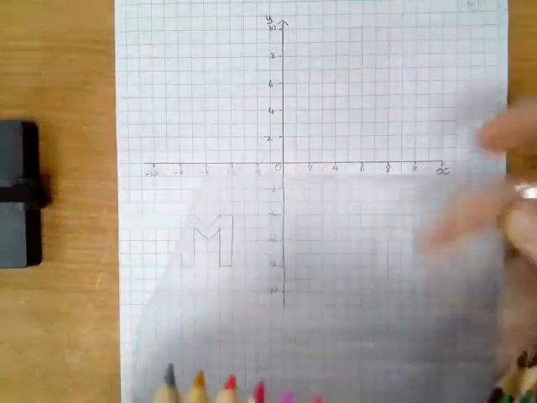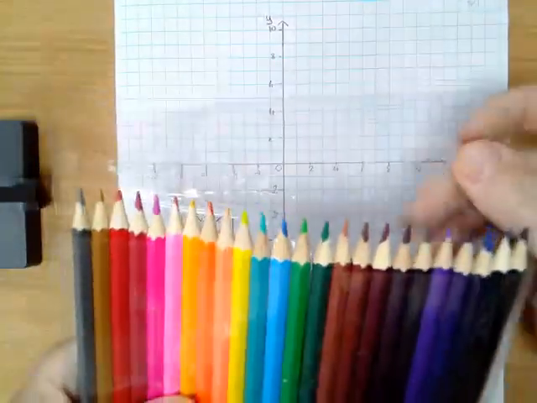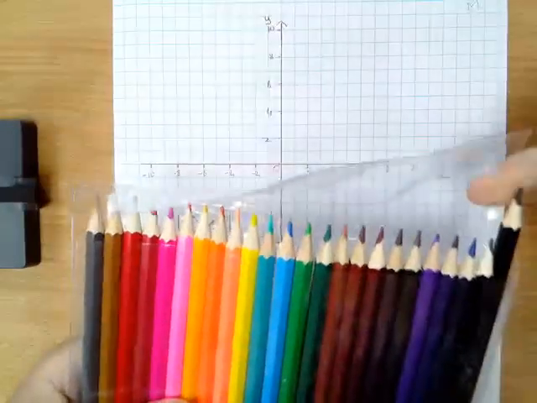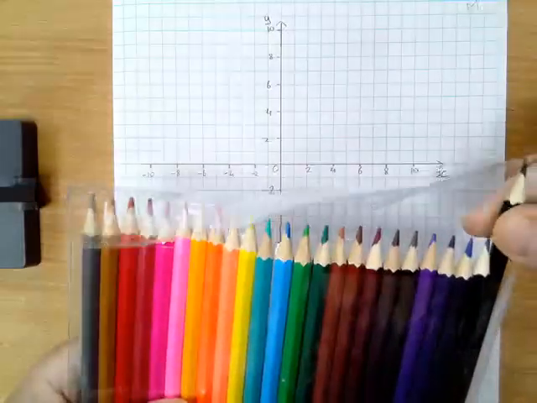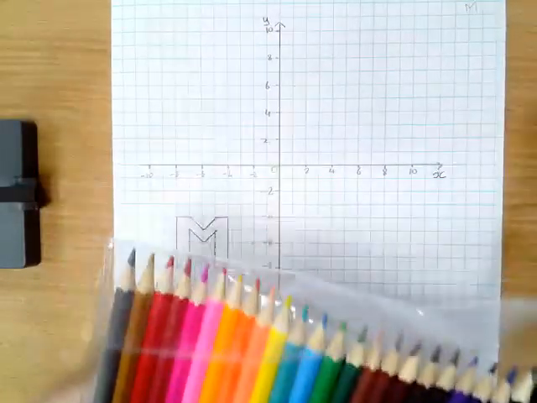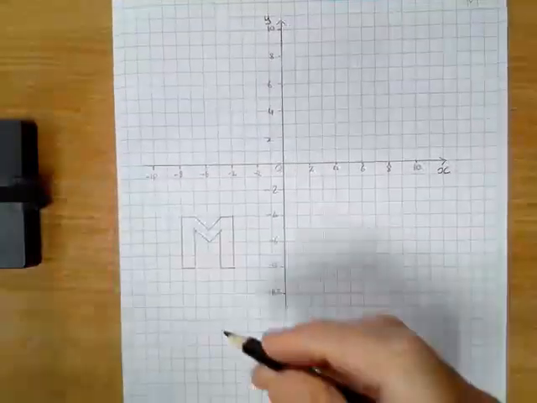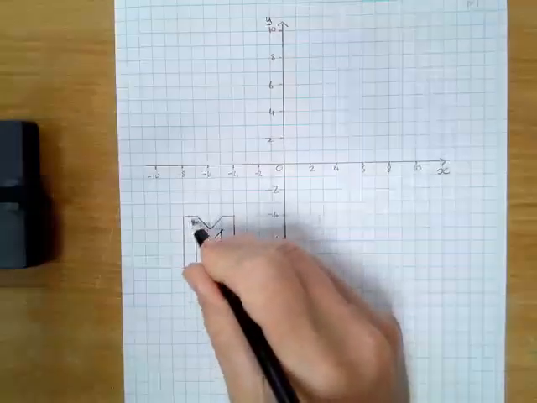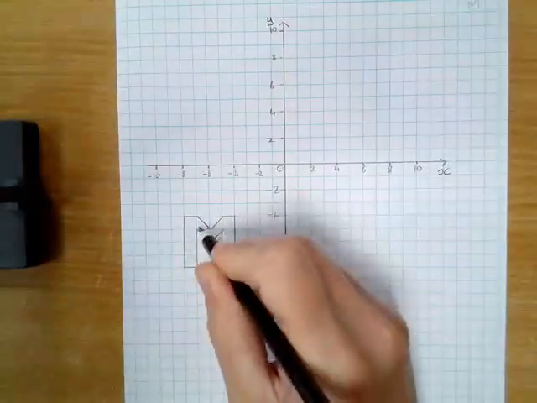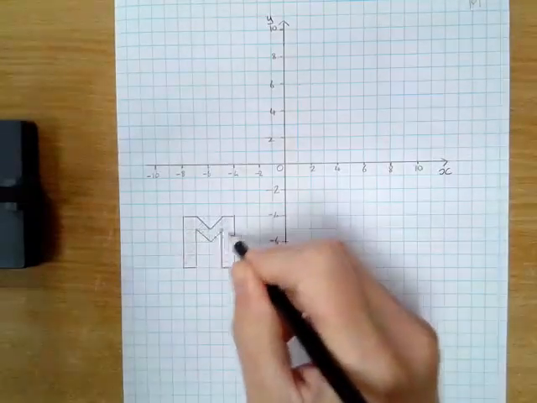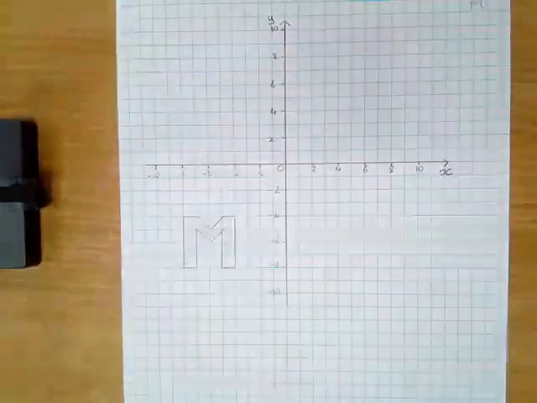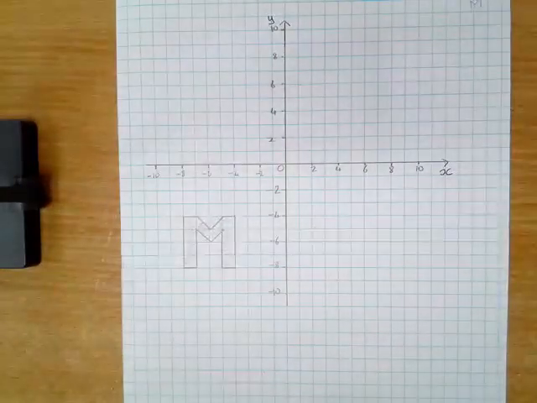Right. Need a colour to choose for my basic shape. Okay, and what I'm going to do is I'm going to choose a neutral colour for this. I'm going to use black. And I'm just going to very lightly shade it in. Very lightly because I don't want to lose all the corners. I want to be able to see them to help me with my translations.